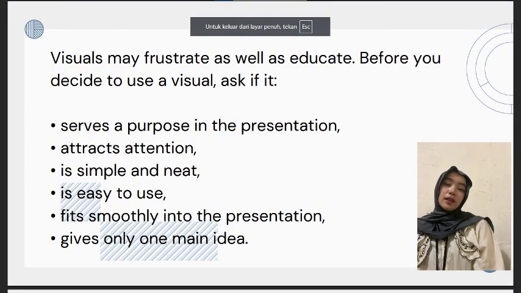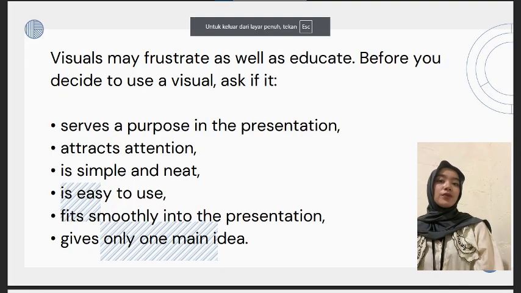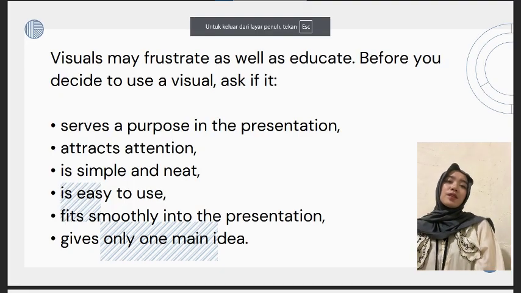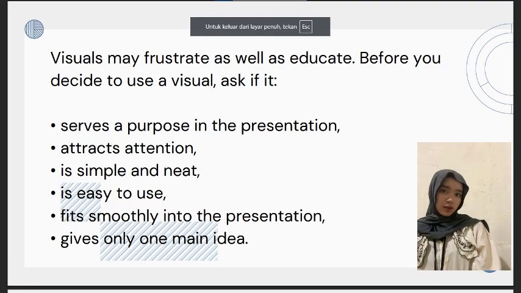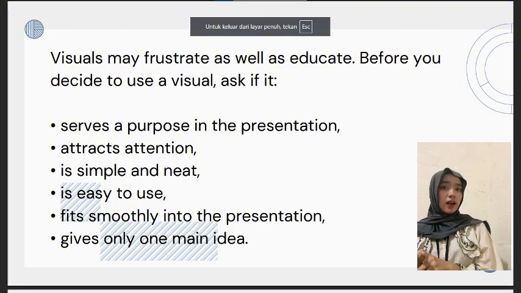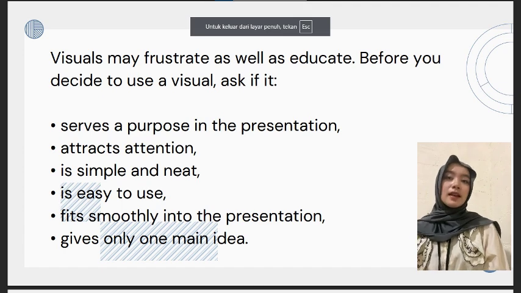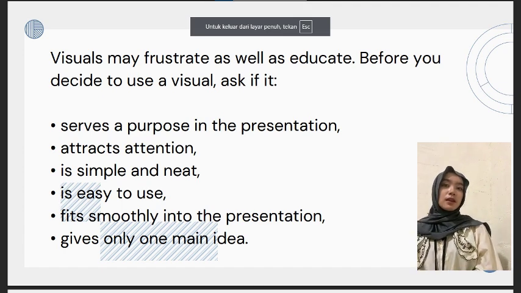Visual aids can either support or hinder your presentation. Before deciding to include a visual, ask yourself, does it serve a clear purpose in the presentation? Does it call attention? Is it simple, clear, and well organized? Is it easy to use and understand? Does it fit smoothly into the flow of the presentation? Does it convey only the main idea?